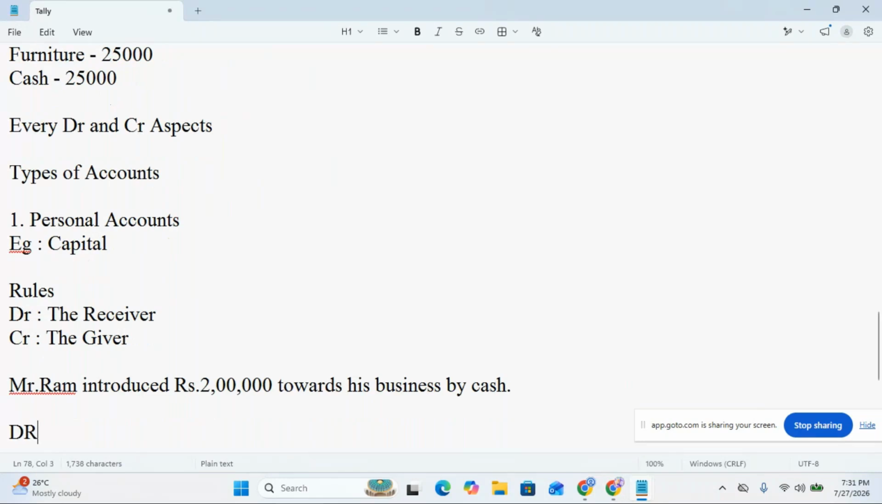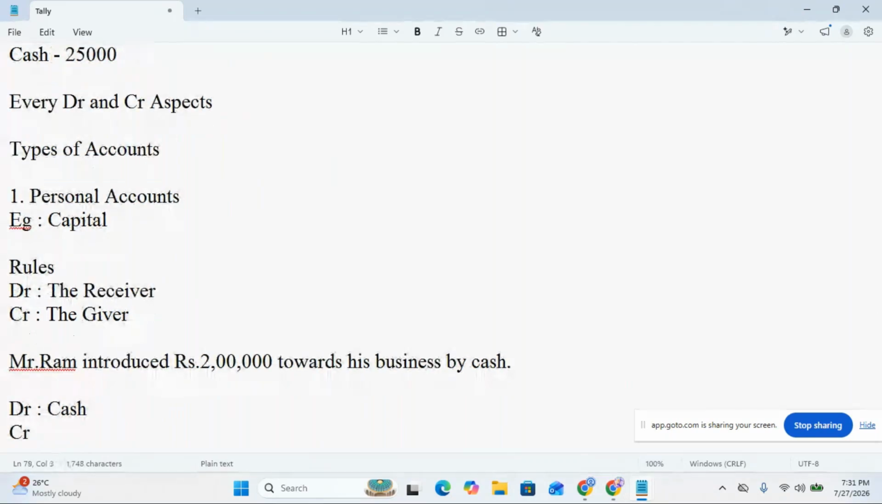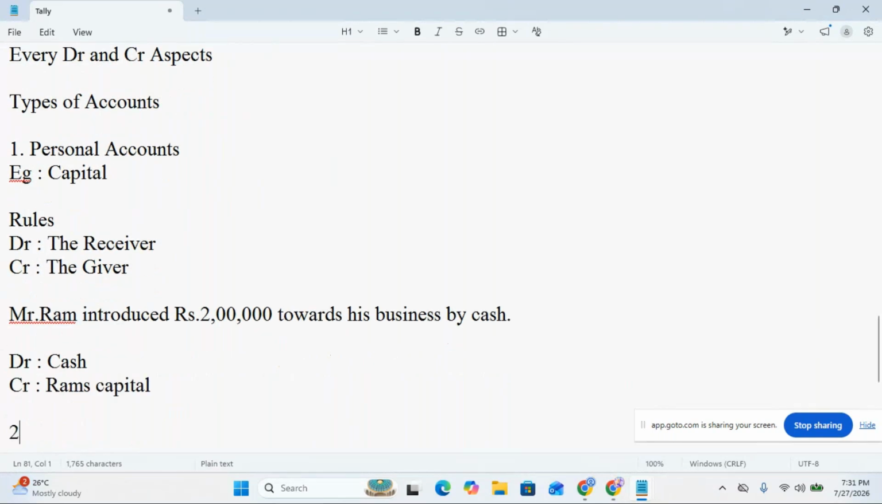Okay, the company is receiving the cash. So debit is cash account and given by Ram. So debit is cash account and credit is Ram's capital account. Okay.